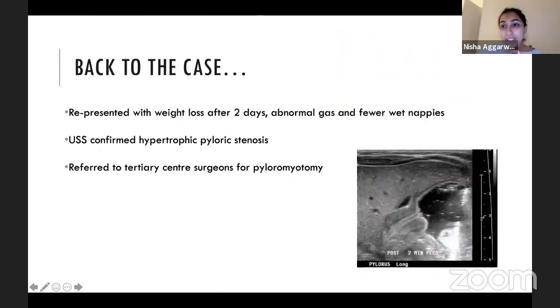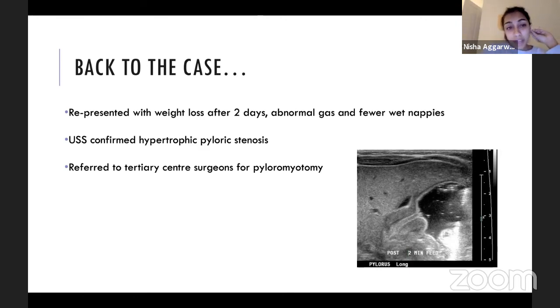Perfect. So just going back to the case, I'm not sure if you'll be able to remember the case from before, but we discharged that baby home because we said to mum that we felt like it was more reflux. The baby had only had Gaviscon for 1 day. We said give it a bit of time and it should settle down.